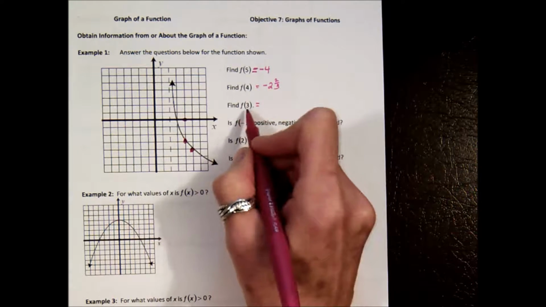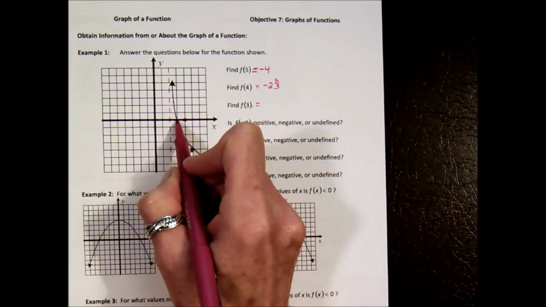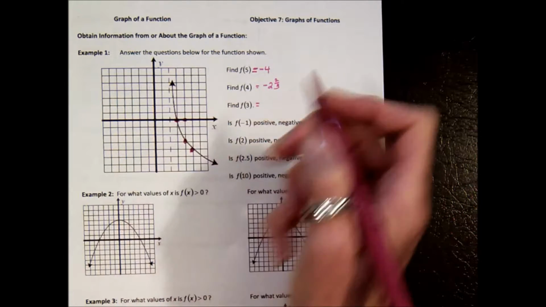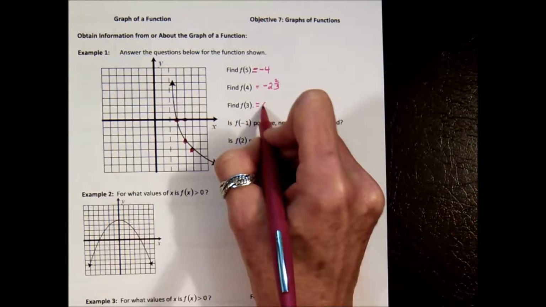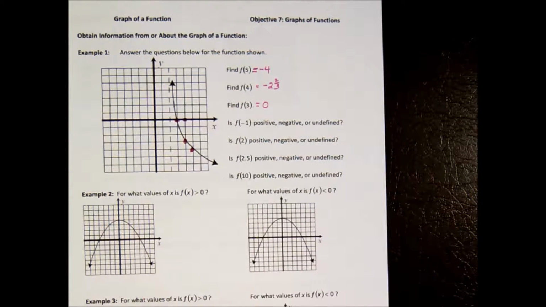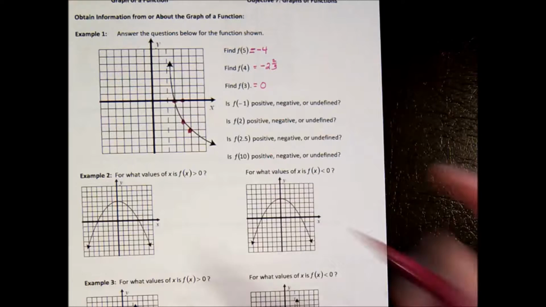And then f of 3, 1, 2, 3. F of 3, now that one's easy to tell. When x is 3, the function is 0. So you understand what we're doing. All right, let's look at the next one.